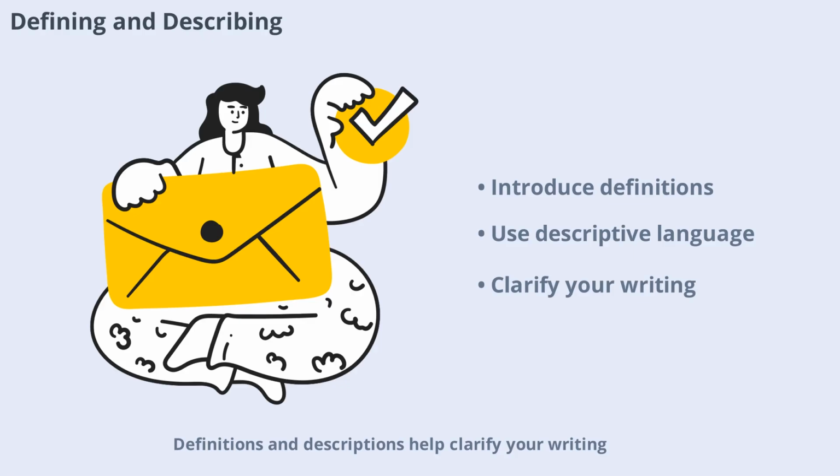Definitions and descriptions help clarify your writing. Use phrases like "according to the dictionary" or "the dictionary definition of" to introduce definitions. When describing, use adjectives and prepositions to give more detail, making your writing more vivid and precise.